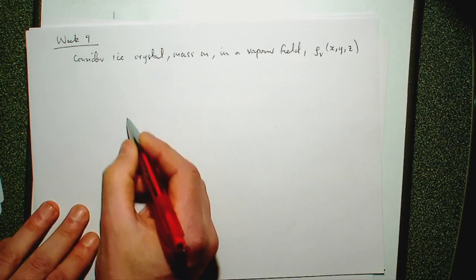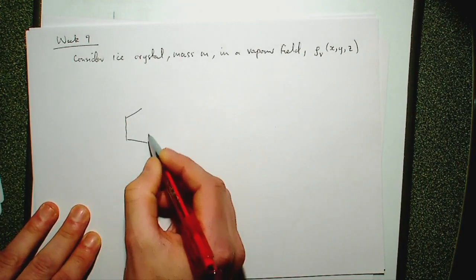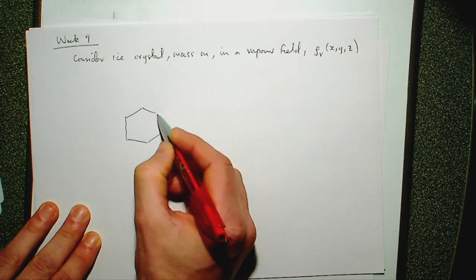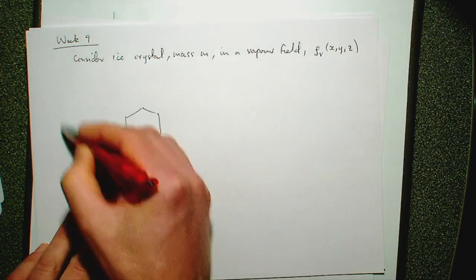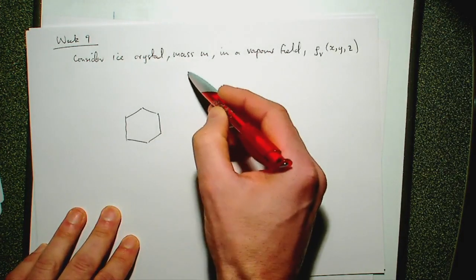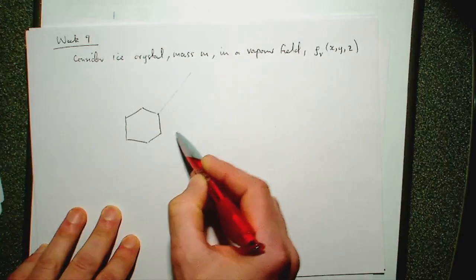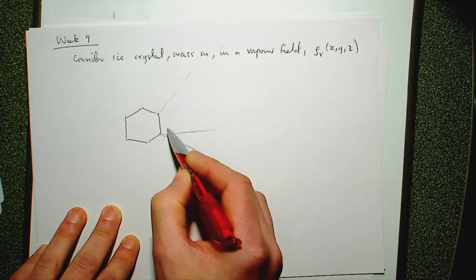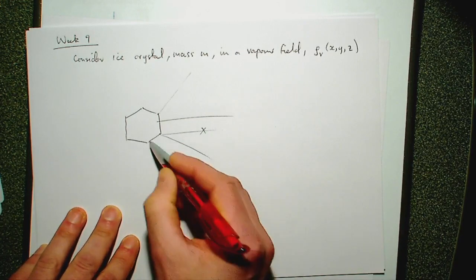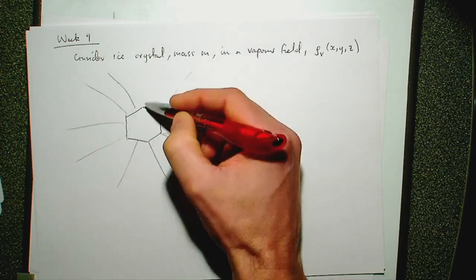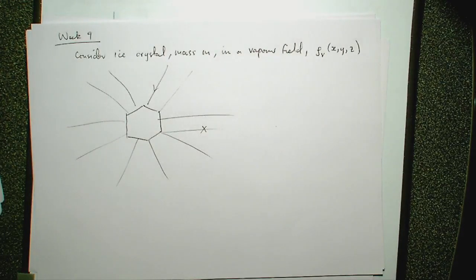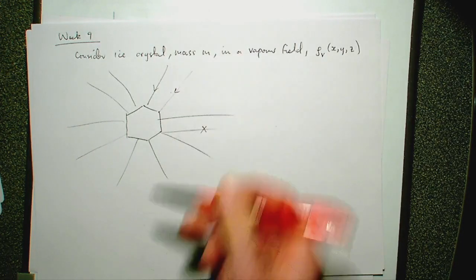So draw a picture. I've got my hexagonal ice crystal. That's supposed to be a hexagon, never mind. And because it's in a vapor field, vapor can either move towards the crystal or move away. So the vapor field lines should look something like this. Vapor is either moving along these lines towards the crystal or moving away. We'll consider this ice crystal to be growing, so the vapor molecules are moving along these field lines towards the crystal.